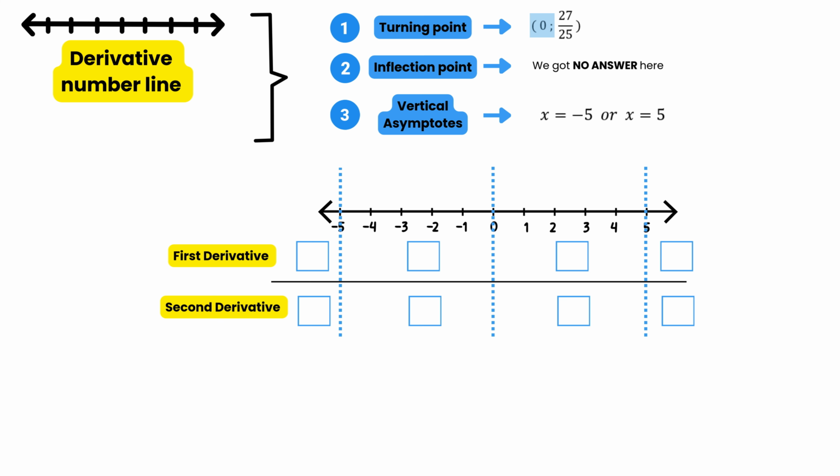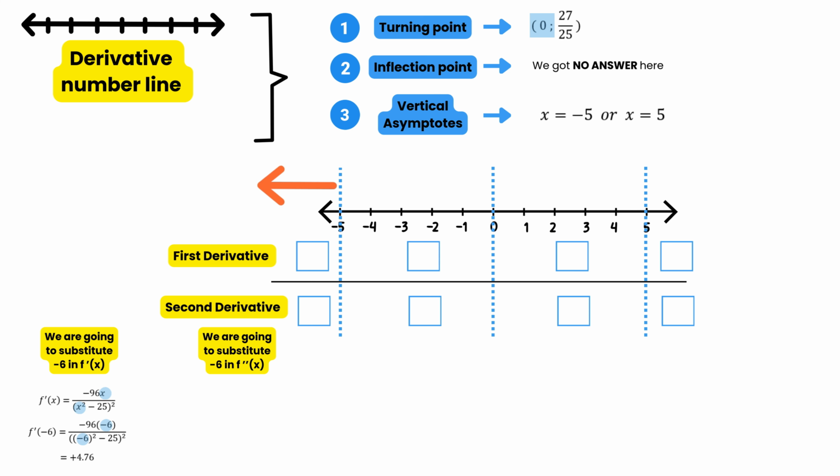So for the first interval to the left of -5, we can use x equal to -6. We substitute -6 into both the first derivative and the second derivative, and we write down whether each answer is positive or negative. That is all we care about, the sign, not the actual number.